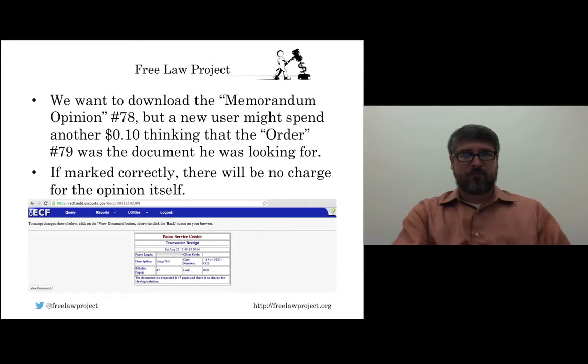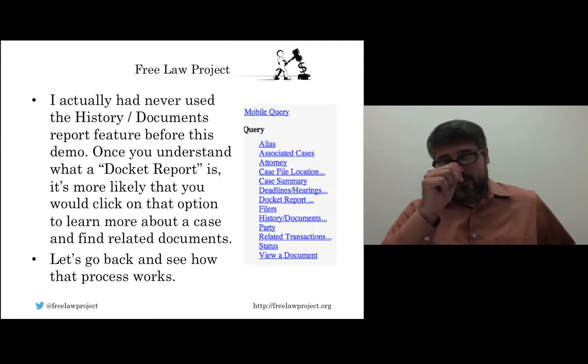Great. Now, you actually want to download the thing called the Memorandum Opinion, document number 78. But a new user might spend another 10 cents thinking that the order, document number 79, was the document they were looking for. And if the document is marked correctly, there won't be a charge for the opinion itself. Here's the interstitial page that shows you that the document is 47 pages and the cost is 0, and it says at the bottom, the document you requested is 47 pages and there is no charge for viewing opinions. So we can click on View Document and get the opinion we were looking for.